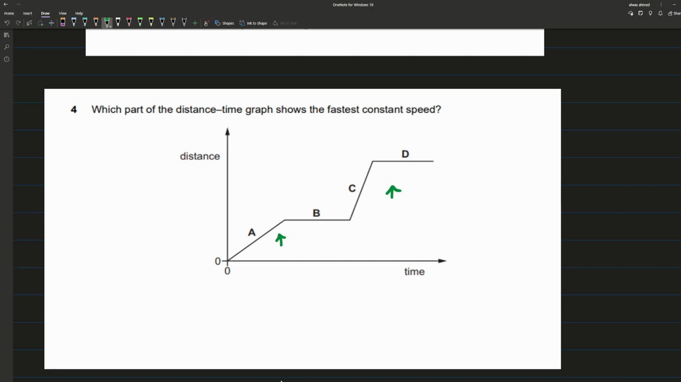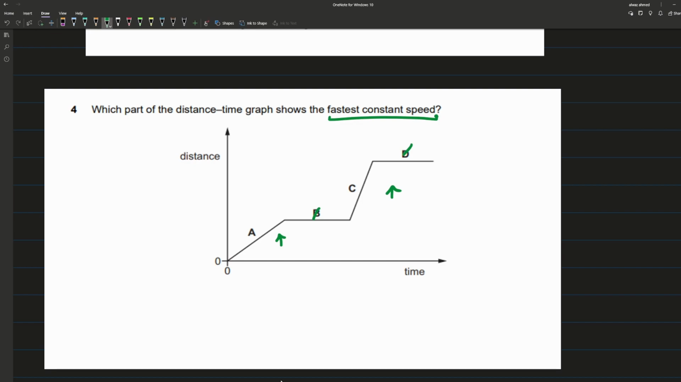Now the distance remains constant only when an object is stationary, when the object is not moving, because if the object doesn't move, it's not going to cover any distance. So we can already cut out B and D. Why? Because they're asking for the fastest constant speed. Okay, and in B and D the object isn't moving at all. So now we're left with options A and C.